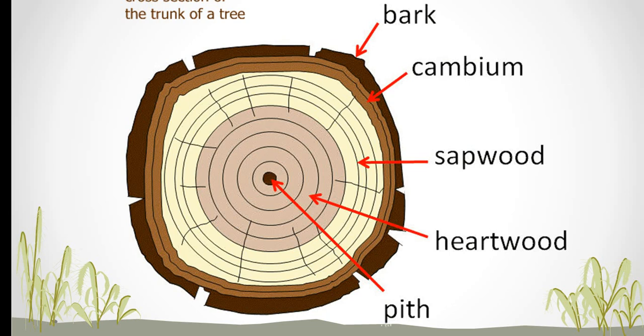Here's a close-up of the tree rings. So we see the pith, the heartwood, the sapwood, the cambium, and the bark. So remember, the cambium has the vascular bundles in there. The phloem would be right there on the inner part of the bark, right inside here, and then the xylem in there.